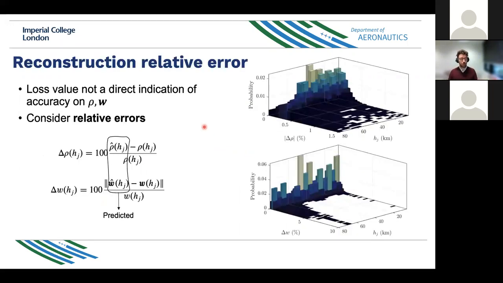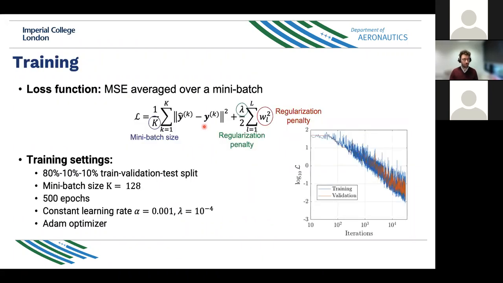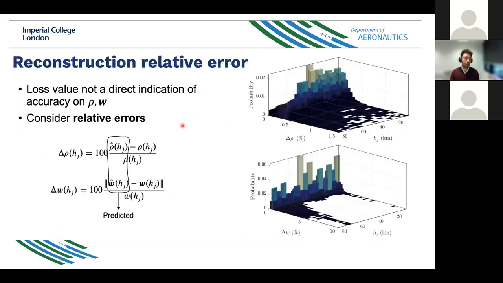However, we can't just stop by looking at the loss and call it a day, since this doesn't give us a direct indication of accuracy on the density and winds, essentially because we are dealing with pseudo-densities. That's the main concern. So what we do is take the network predictions on the test data set after we've trained the network, and we compute the relative errors with respect to our truth model, which is given to us by Graham.